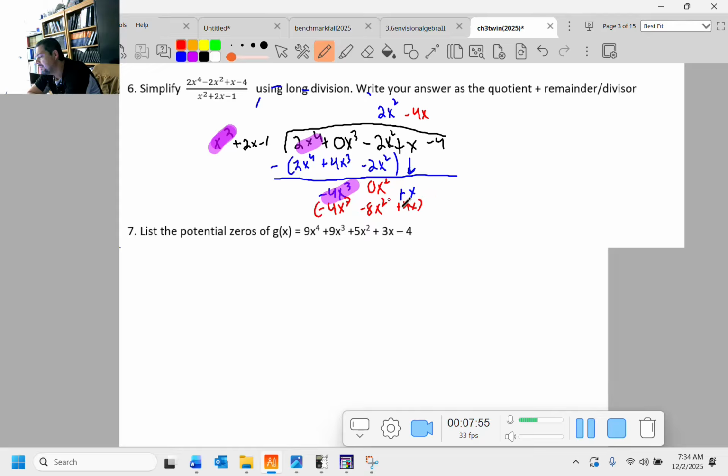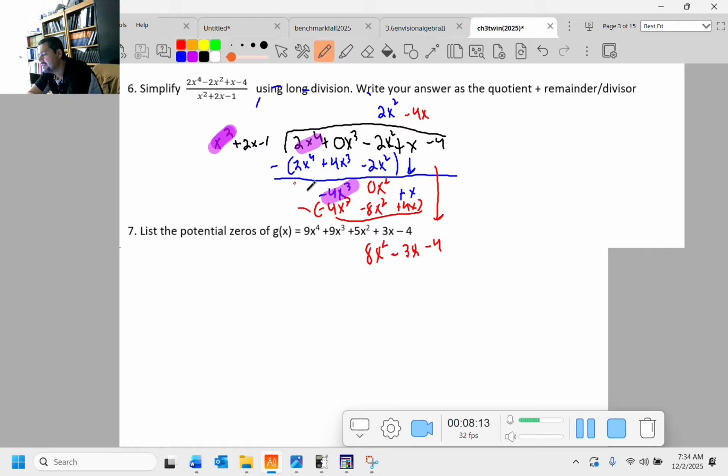And again, wrap before we subtract. So the x cubes are gone. 0 take away a negative 8 is 8x squared. And then we have x take away 4 minus 3x. And then we're going to bring down that negative 4. And we got one more move and we're done.